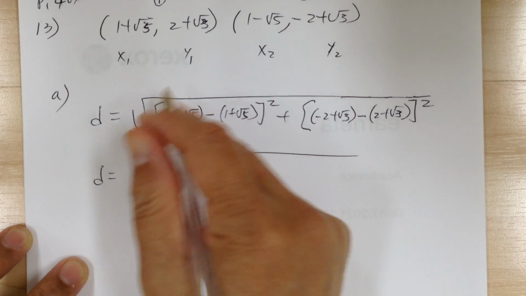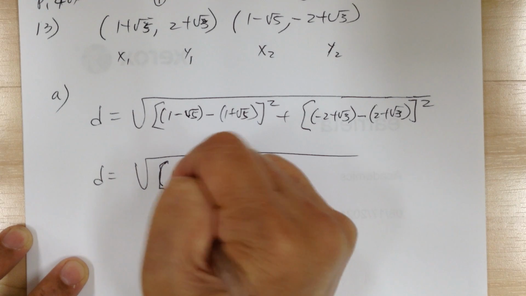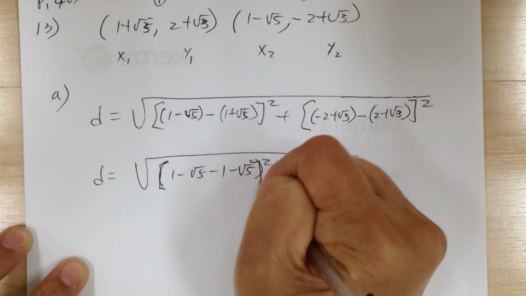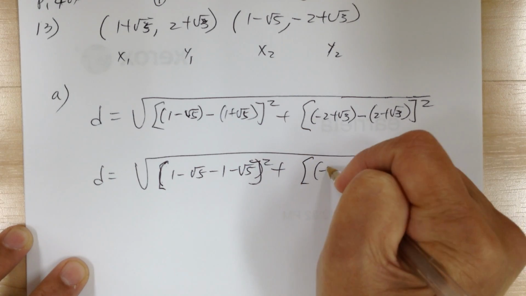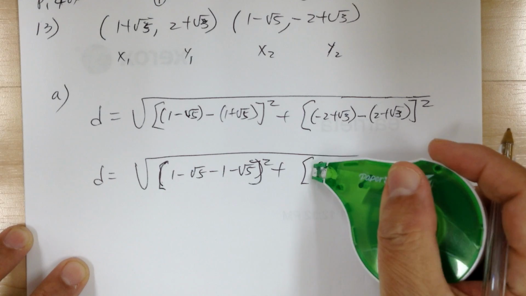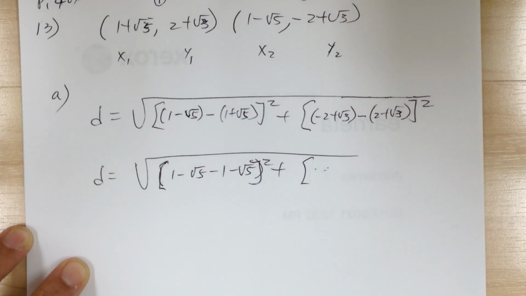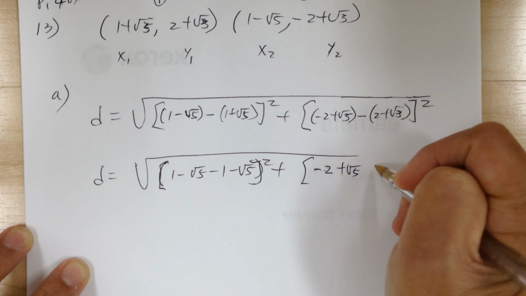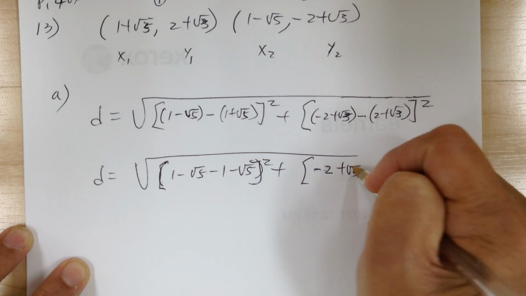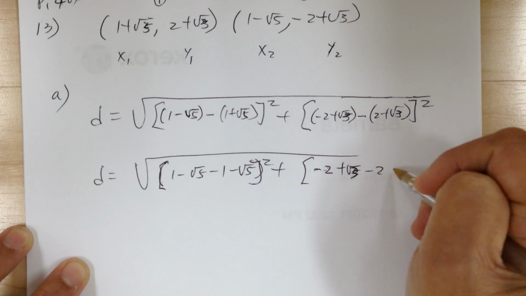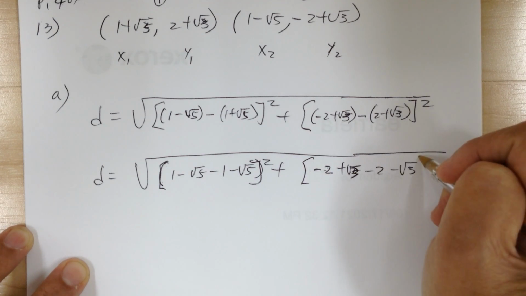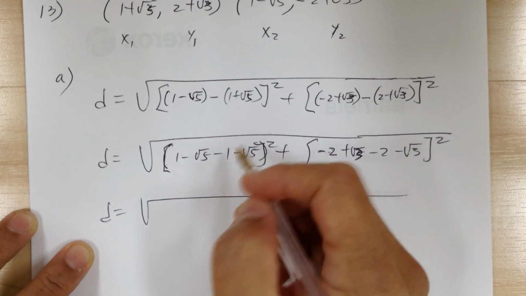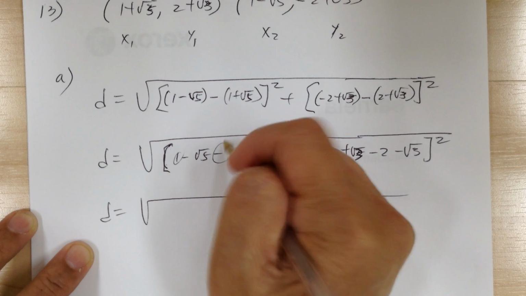Okay, so now we're going to get rid of parentheses. So you've got 1 minus square root of 5 minus 1 minus square root of 5. Okay? This one you're going to get negative. You can get rid of the parentheses inside, so you're going to get negative 2 plus square root of 5, square root of 3, minus 2 minus square root of 3, squared.